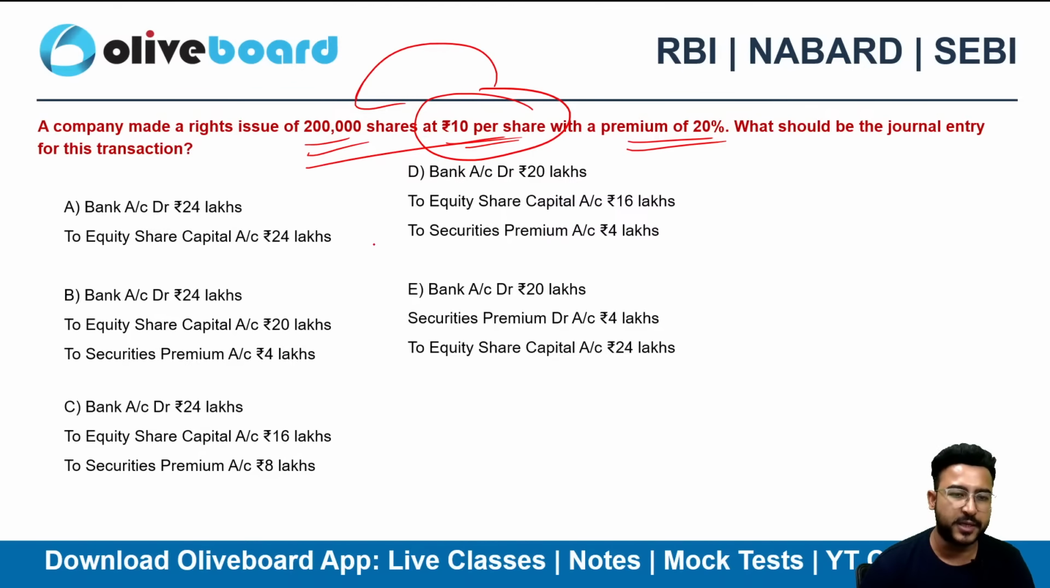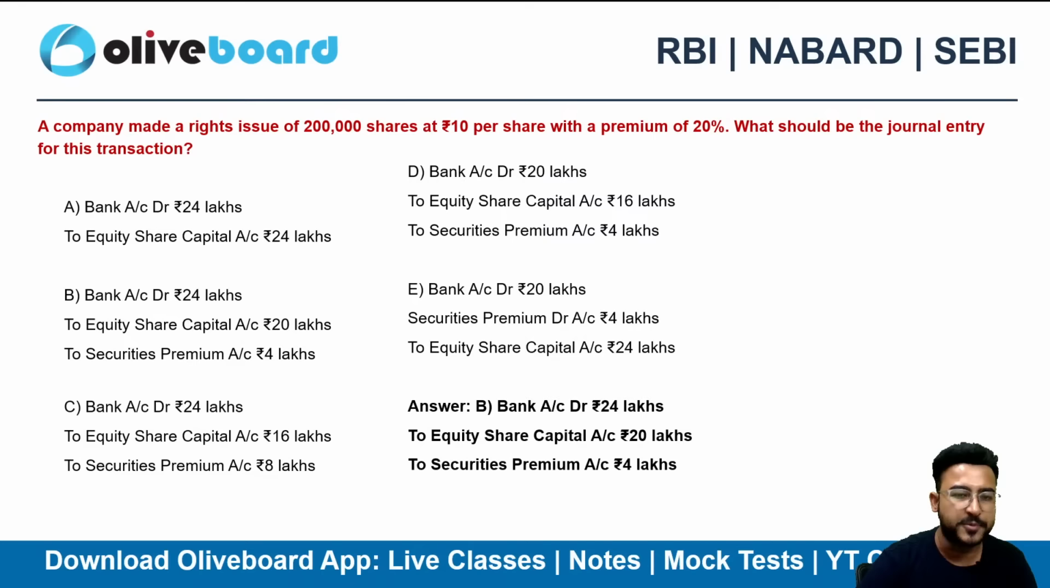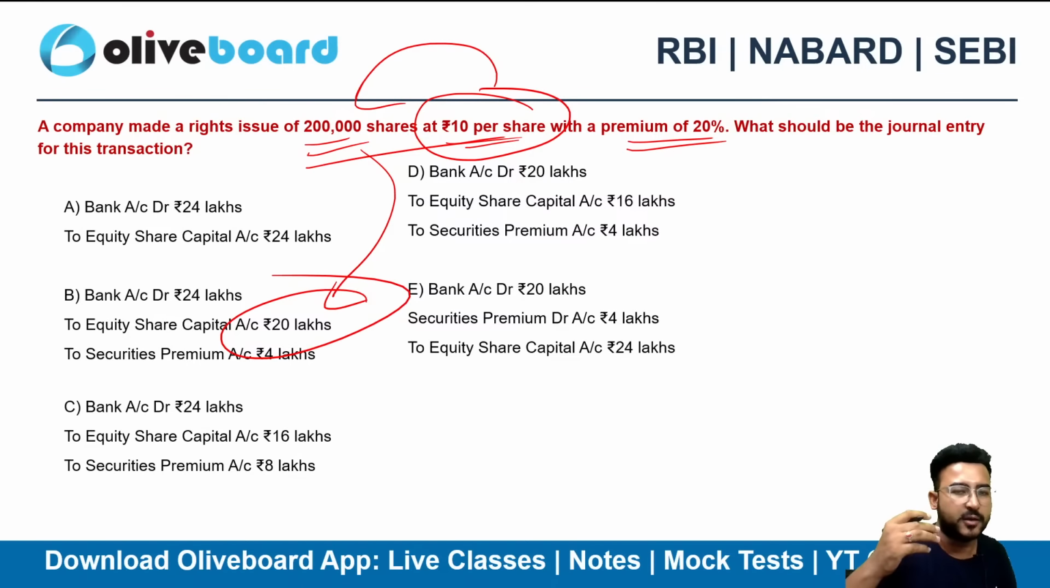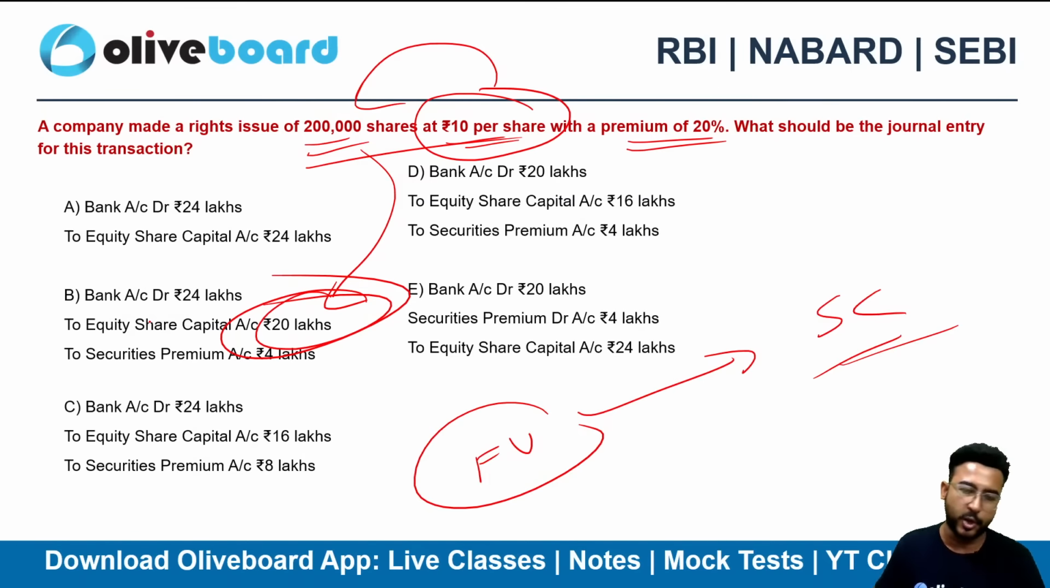There is only one option in which the capital is credited by 20 lakh rupees, right? So option B will be the correct choice. I won't be even looking at the rest of the options. Why? Because the very first thing that I need to know is up to the amount of face value will always go to the share capital. The face value will be 20 lakhs. So this is the only possible option as of now.